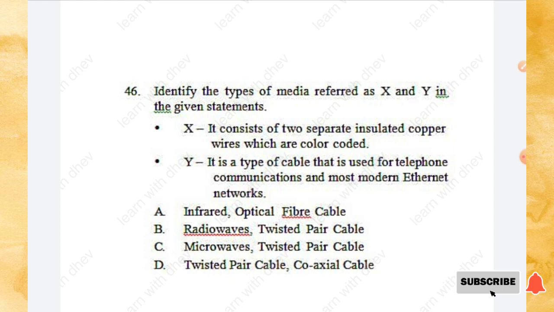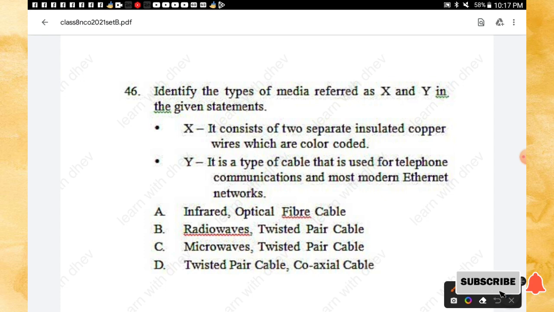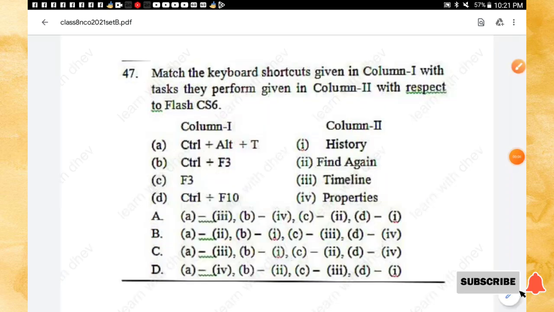So the right answer for this question is, two separate insulated copper wire which are color coded, so it must be a twisted pair cable. So X is twisted pair cable. Then the type of cable that is used for telephone communication and most modern Ethernet networks is coaxial cable. So option D is the right answer.